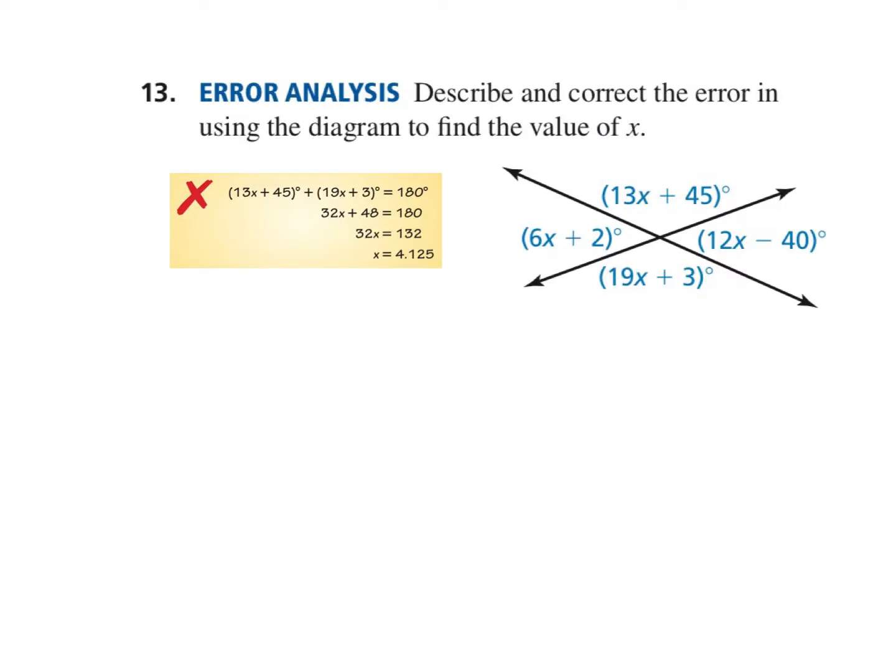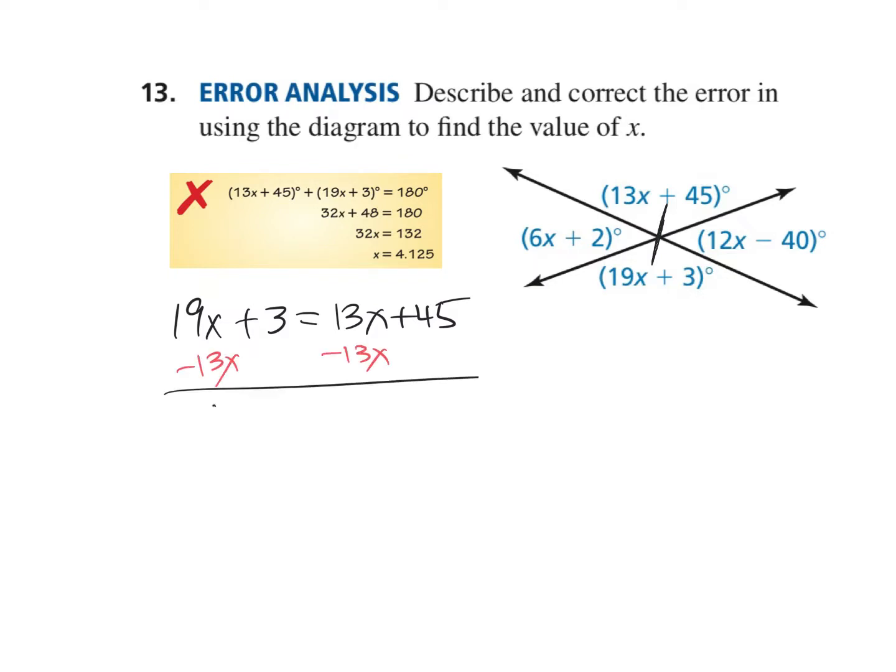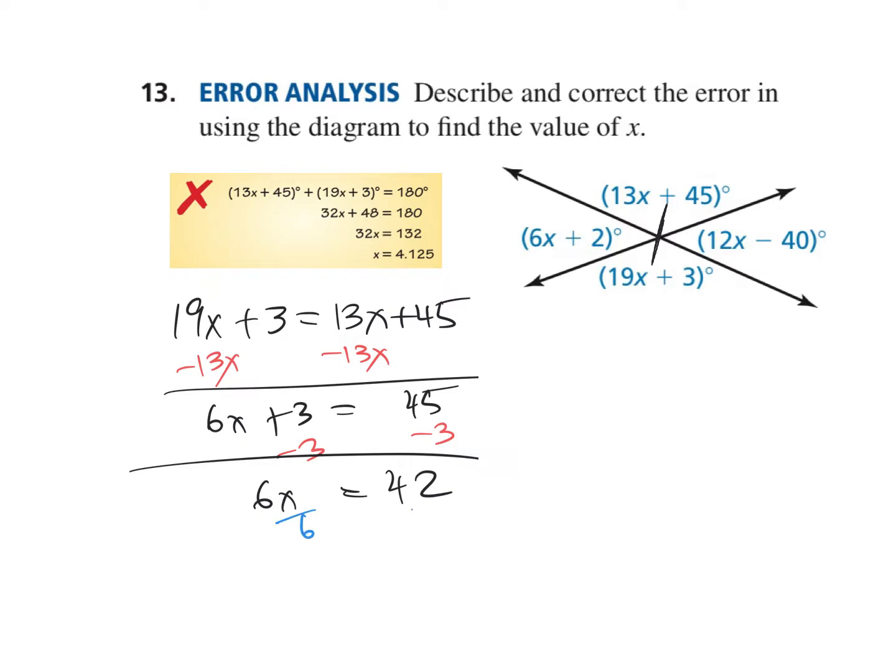Okay, to start this problem, we really need to just solve it. Don't look at what they did, just solve it. Set these two equal to each other and solve it, because you're supposed to correct these anyway. 19x plus 3 is equal to 13x plus 45. So we're going to subtract 13x to the left, and we get 6x plus 3 equals 45. We subtract 3 from both sides, and you get 6x equals 42. And now we divide off the 6, and x equals 7.